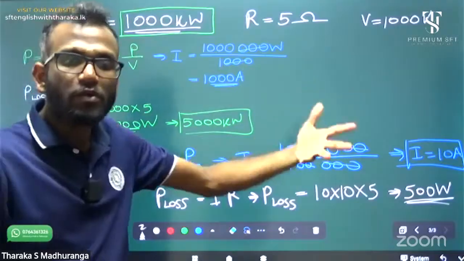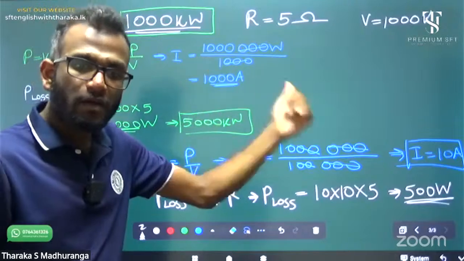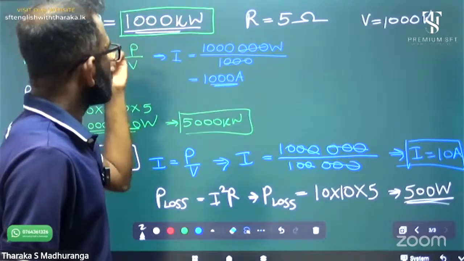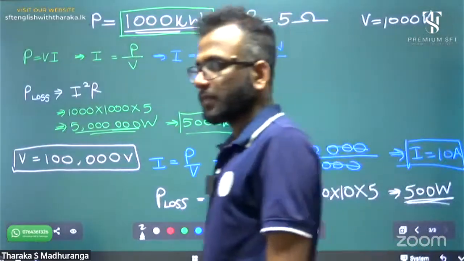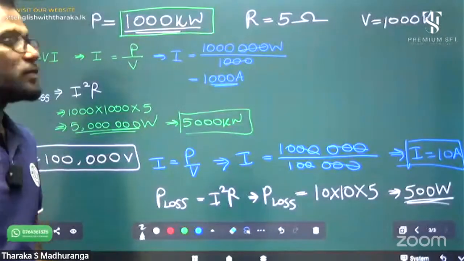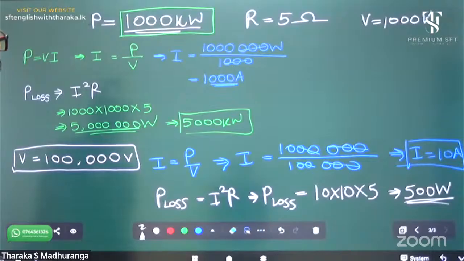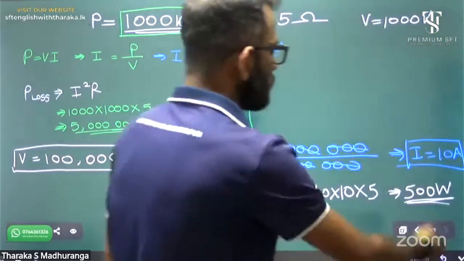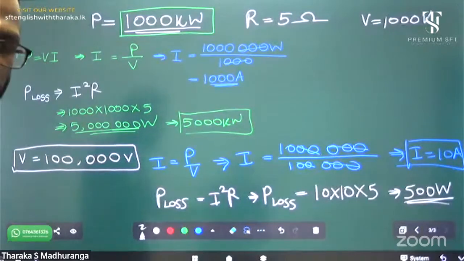We can transfer without loss 950 kilowatt. No, 999.5. Yeah, more than 999 we can transfer. We lose only 0.5 kilowatt. Okay, understood?